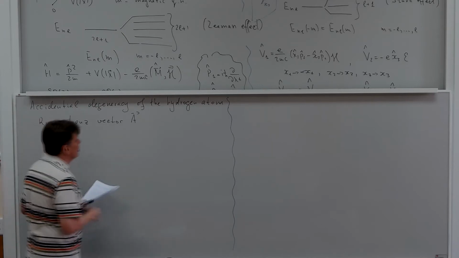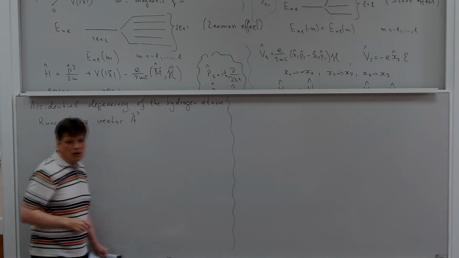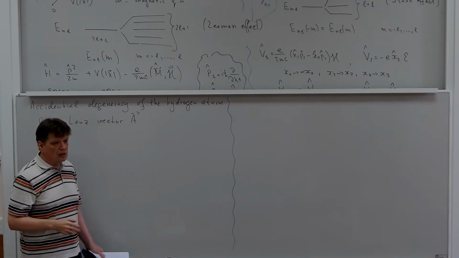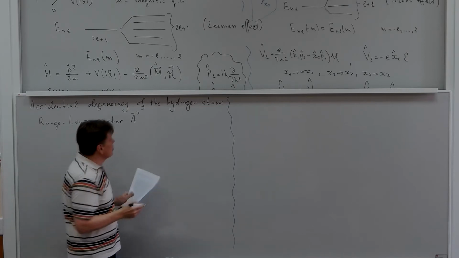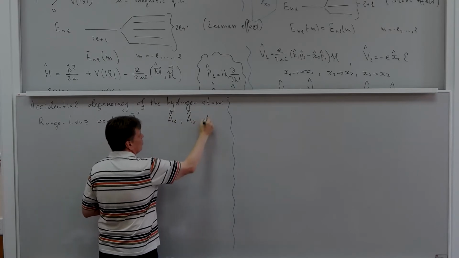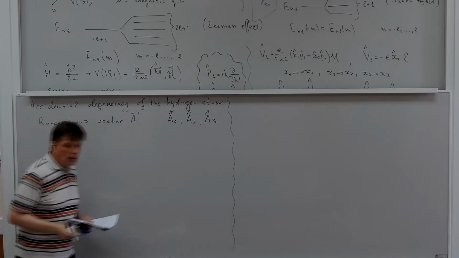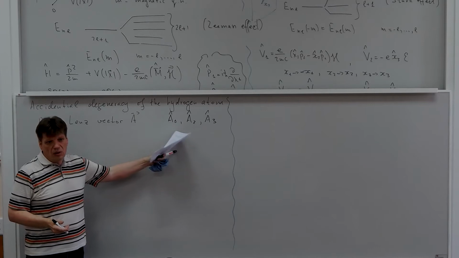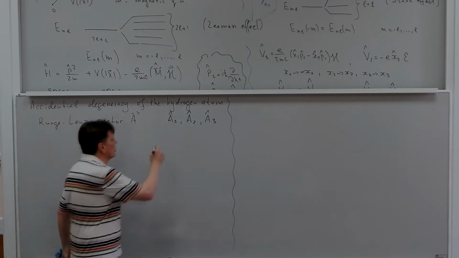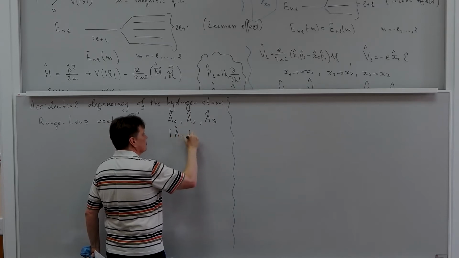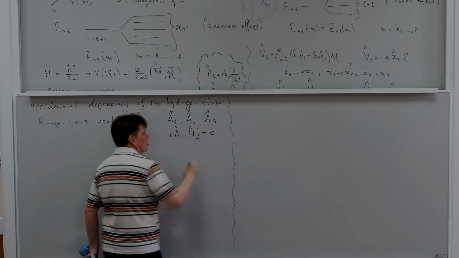As we know, to each of the three components of this vector, we can define a Hermitian operator, x1, x2, x3, a Hermitian operator which commutes with the Hamiltonian. So all these three components are constants of motion, integrals of motion.